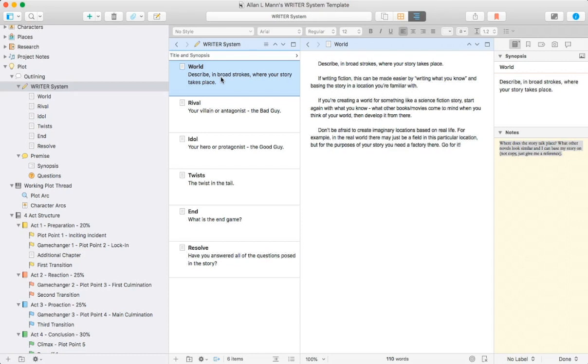So you have to really describe your world in broad strokes. Where does your story take place? Obviously, if it's a fictional story, you can be anywhere. You can be somewhere that you know. I grew up on the east coast of Scotland, so my books are set on the east coast, in towns that I know very, very well.